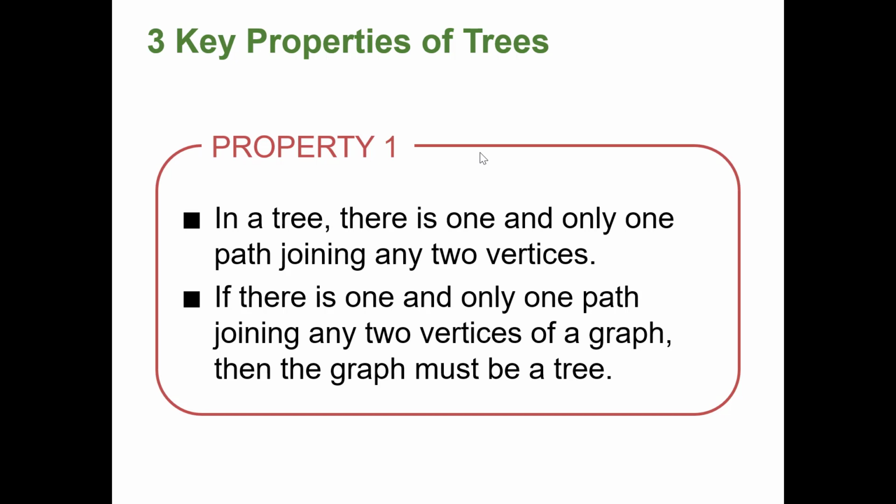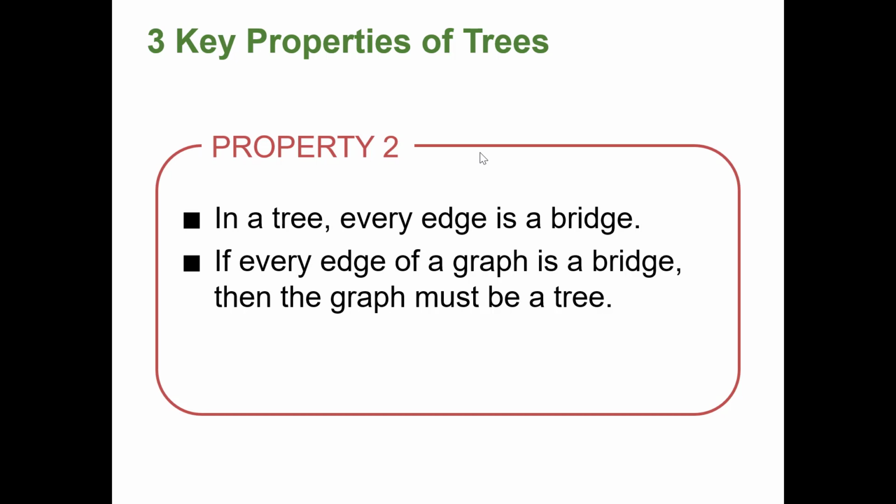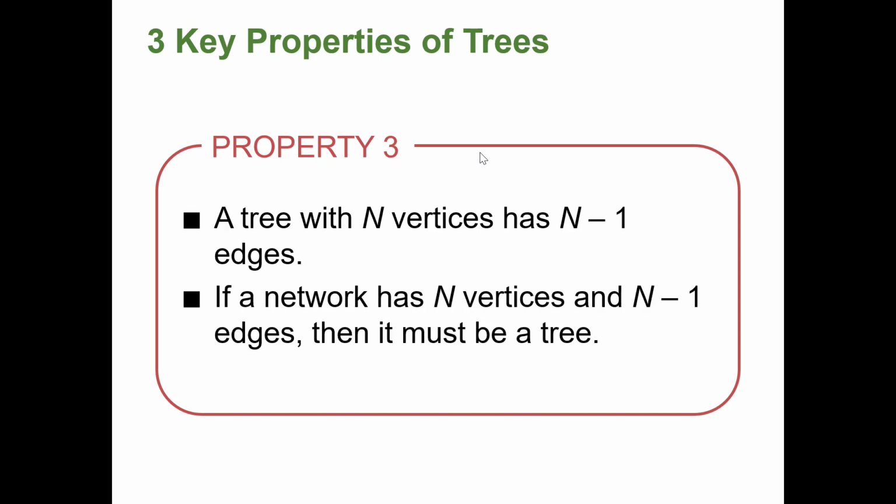Next we went on to chapter 7, and we talked about trees, right? So, some properties of trees. In a tree, there is one and only one path joining any 2 vertices. If there is one and only one path joining any 2 vertices of a graph, then the graph must be a tree. In a tree, every edge is a bridge. If every edge of a graph is a bridge, then the graph must be a tree.